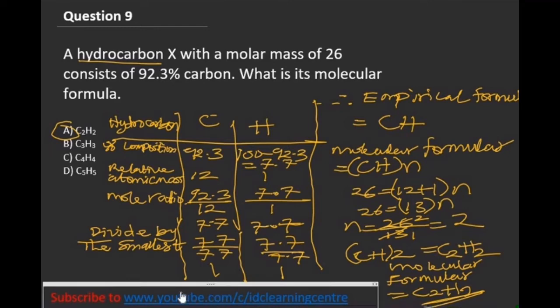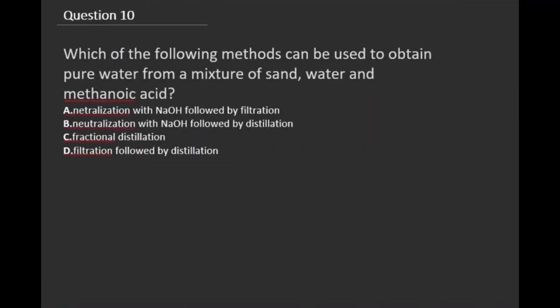Okay, we are moving to the next question, which is question number 10. It says, which of the following methods can be used to obtain pure water from a mixture of sand, water, and methanoic acid? A, neutralization with sodium hydroxide followed by filtration. B, neutralization with sodium hydroxide followed by distillation. C, fractional distillation. And D, filtration followed by distillation. So the right answer to this question is D, filtration followed by distillation.